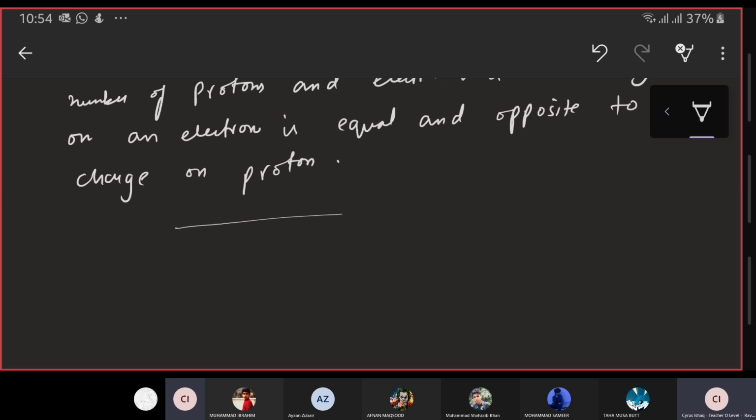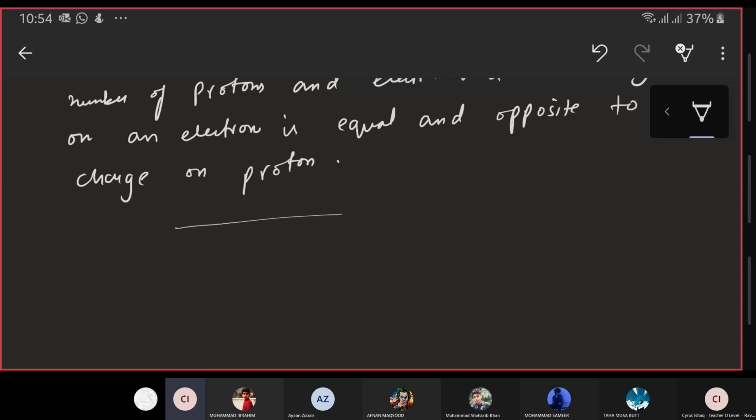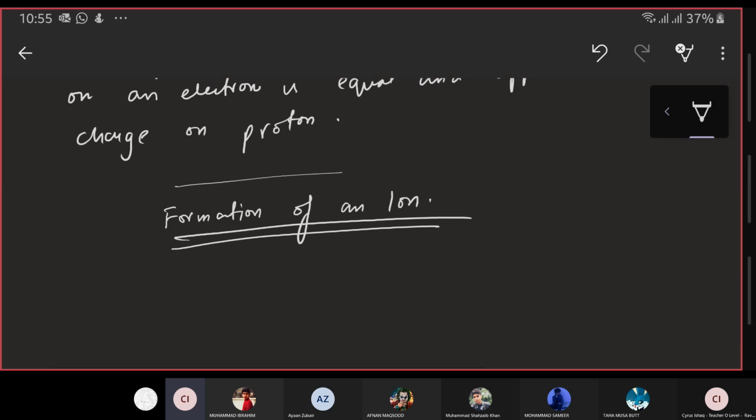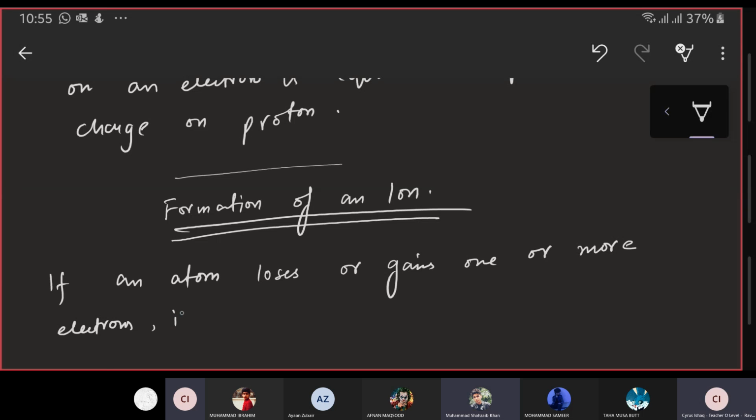So I'm going to write here, formation of an ion, if an atom loses, or gains one or more electrons, it forms an ion.